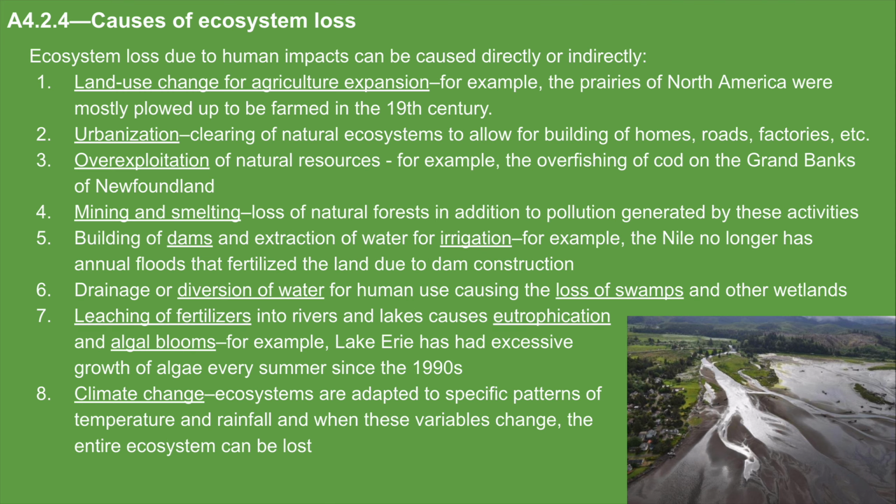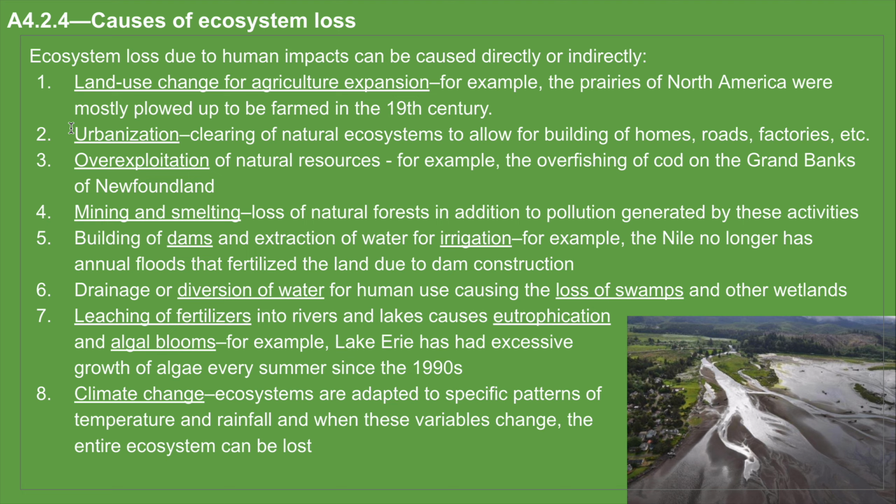Next, causes of ecosystem loss. Ecosystem loss due to human impacts can be caused directly or indirectly. Land use change for agricultural expansion can occur. For example, the prairies of North America were mostly plowed up to be used as farmland in the 19th century. Urbanization, clearing of natural ecosystems to allow for building of homes, roads, factories.